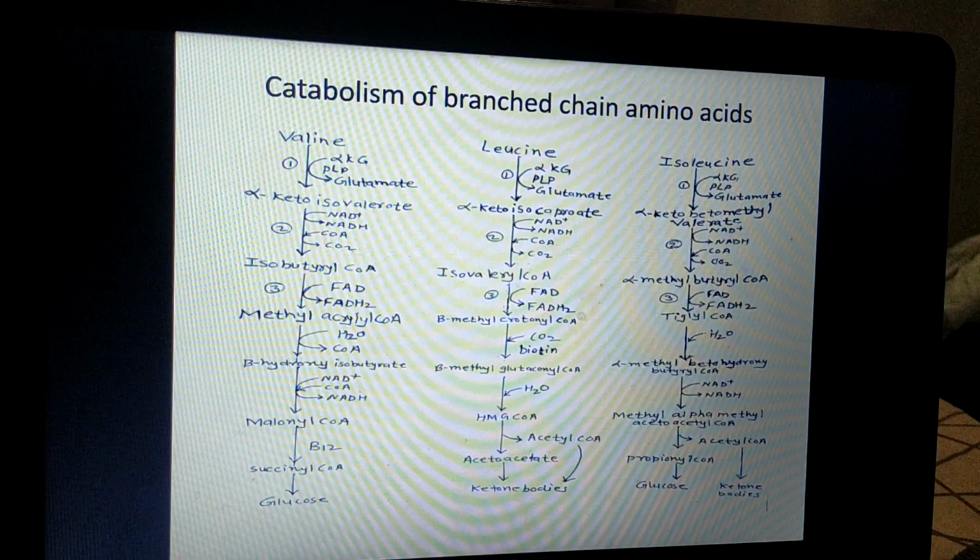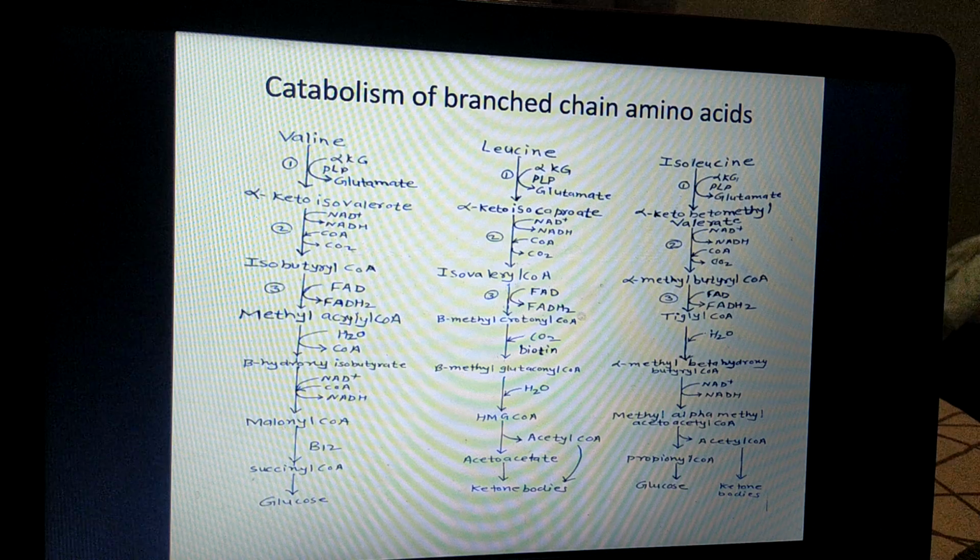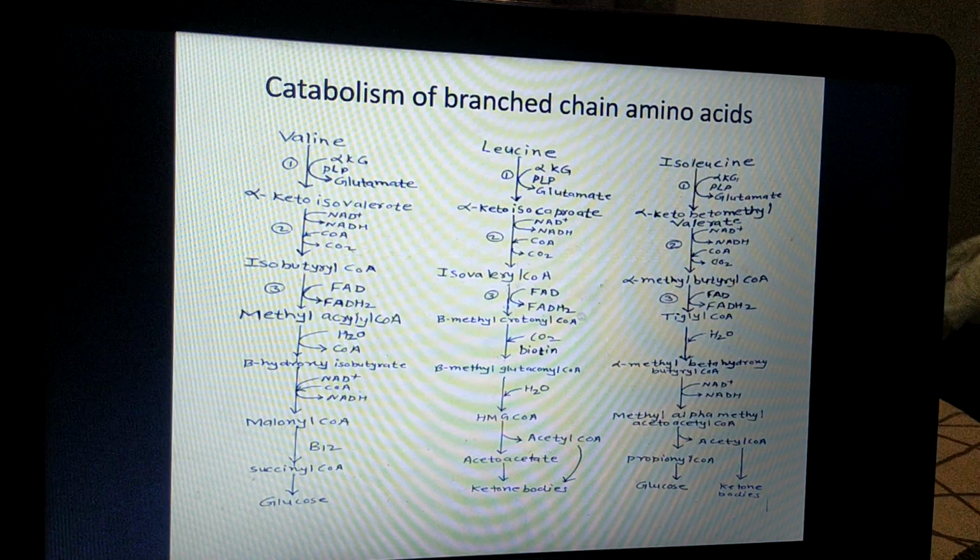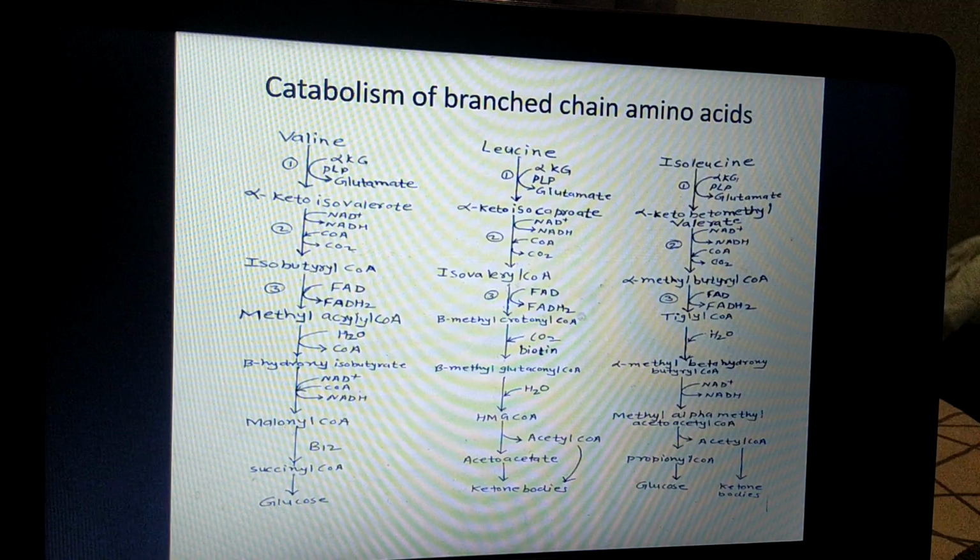Again here two hydrogen atoms are removed which are accepted by NAD. Later on it is converted into malonyl CoA. Malonyl CoA is converted into succinyl CoA. Here coenzyme B12 or cobalamin is required, and then succinyl CoA enters into the TCA cycle where it is converted into oxaloacetate first, and later on that oxaloacetate is converted into glucose by the gluconeogenesis pathway. Therefore, valine is a glucogenic amino acid.